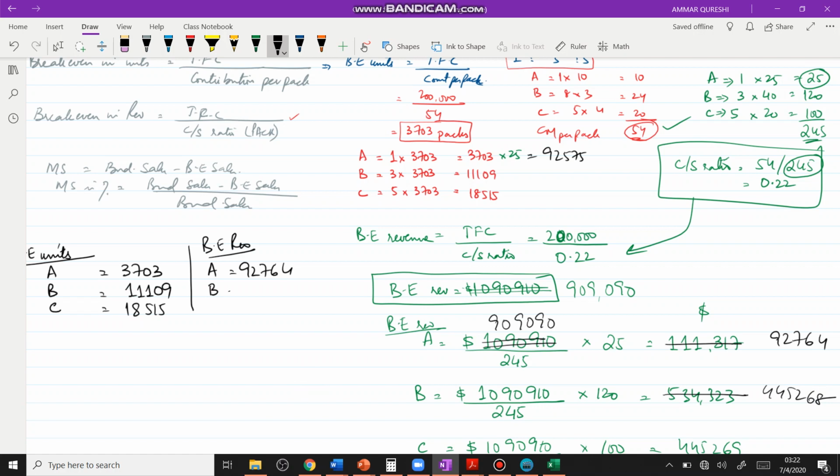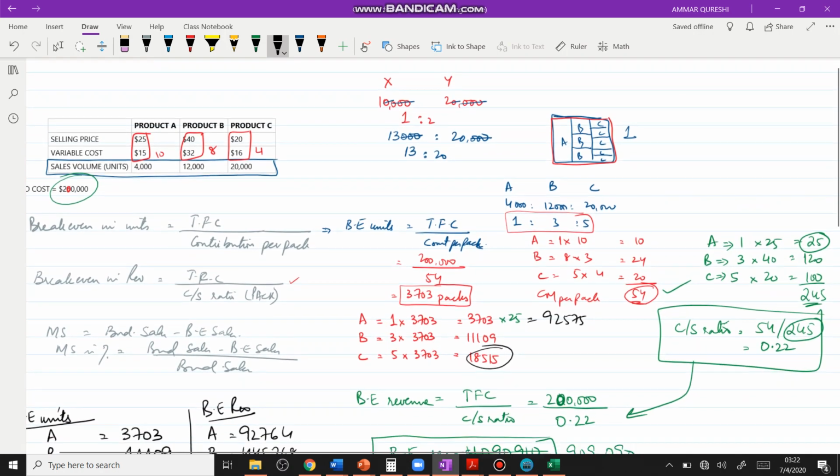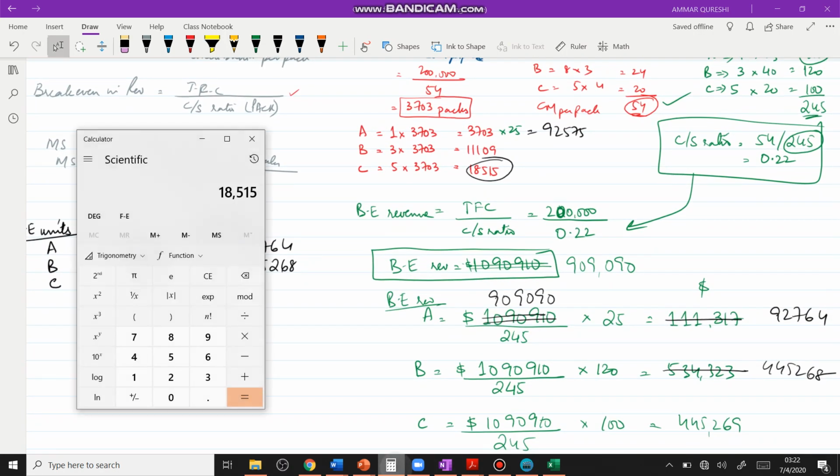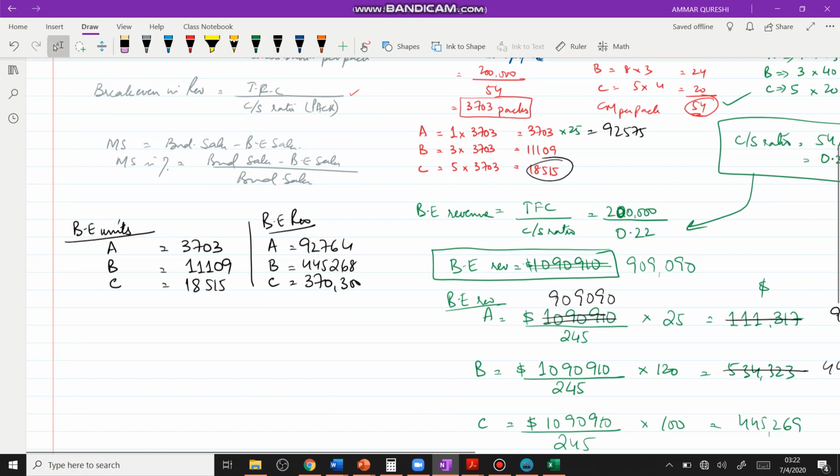445268. And for C, I'm not doing it again. I'm just multiplying this 18515 figure with the selling price. That will give me the same result. I'm just trying to save time. 370,300 and 370,300, right? So this is basically the result of break even in units and break even in revenue.